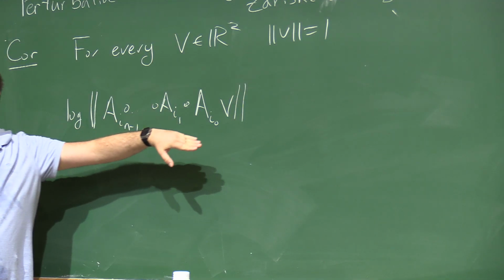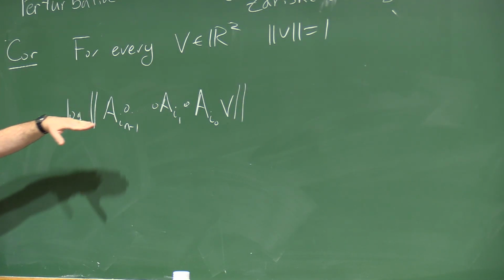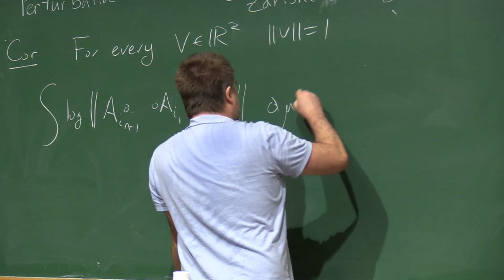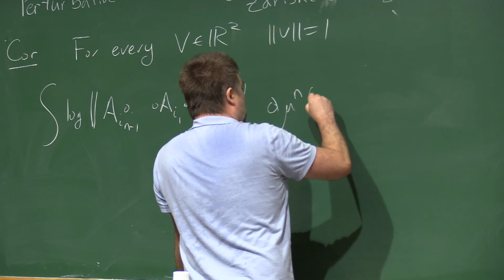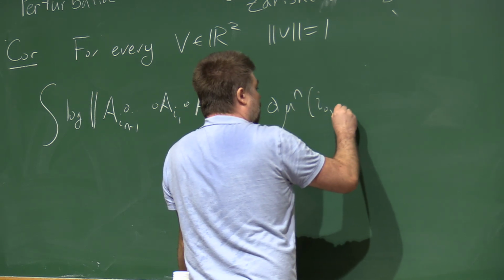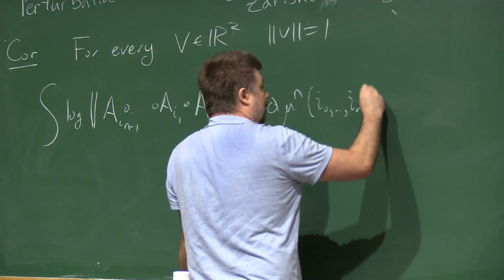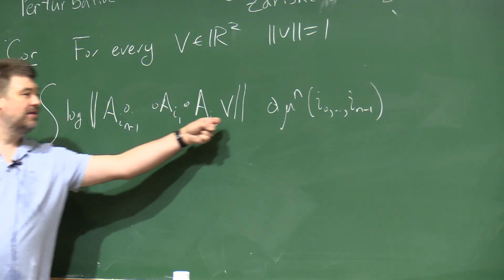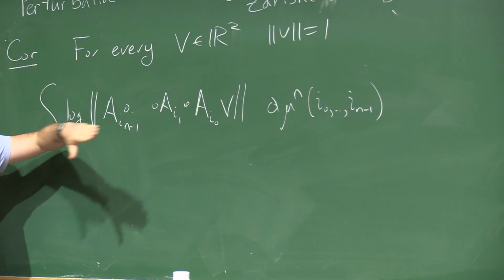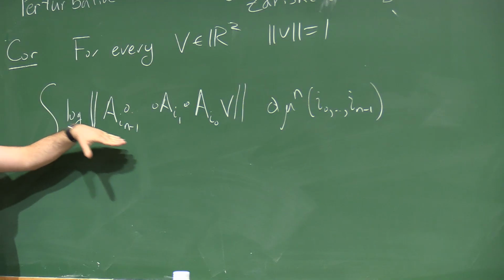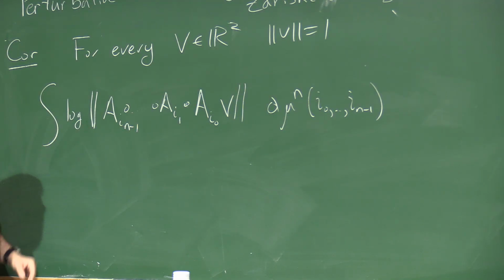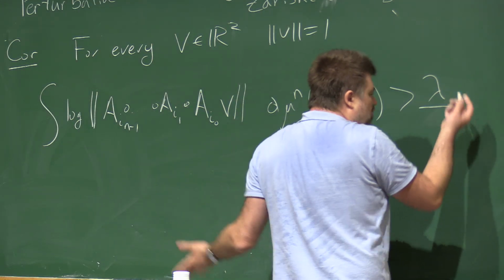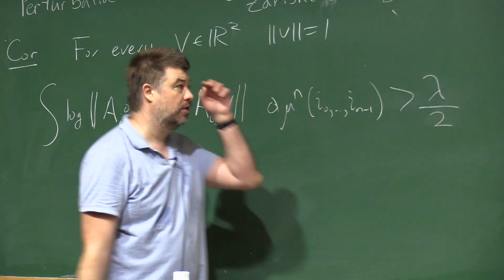So what I'm going to do is average over all possible matrices here. So I integrate d mu to the n of the indices, so i0 up through i_{n-1}. And I haven't said anything, I've just told you an object. So you take any vector that you want, and you multiply it by a bunch of matrices, you average over all the possible products, and you take the log, and this thing you can make as close to the Lyapunov exponent as you want. You can make it lambda over 2.